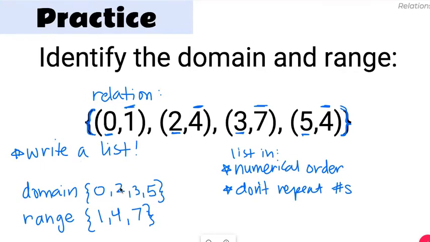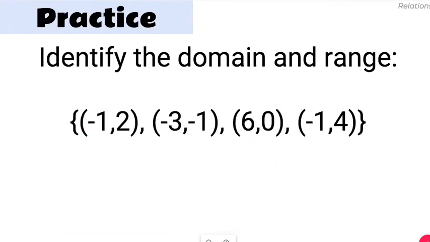Just within the domain and the range. So you look at your domain numbers, list them out. You don't need to repeat any domain numbers. Then look at your ranges, same type of thing. So let's look at another one. Identify the domain and the range.